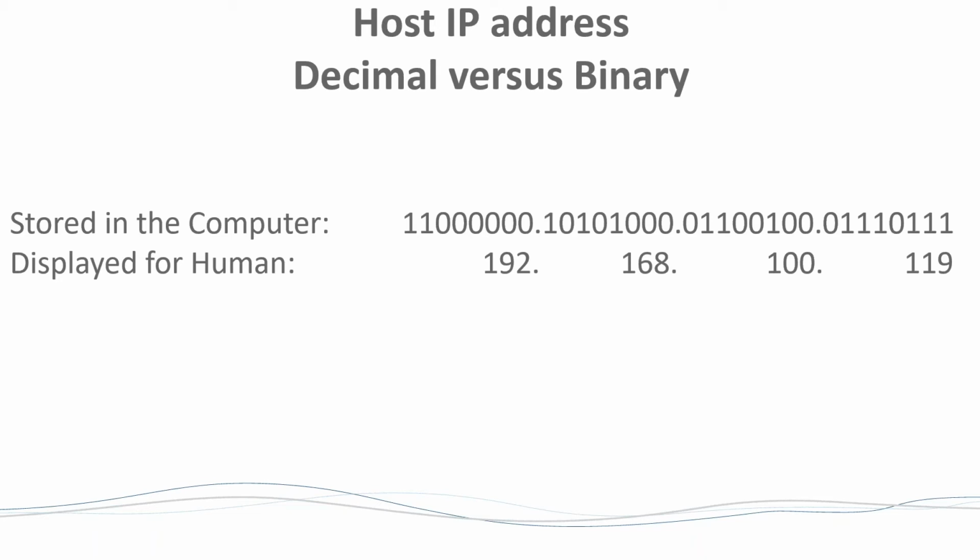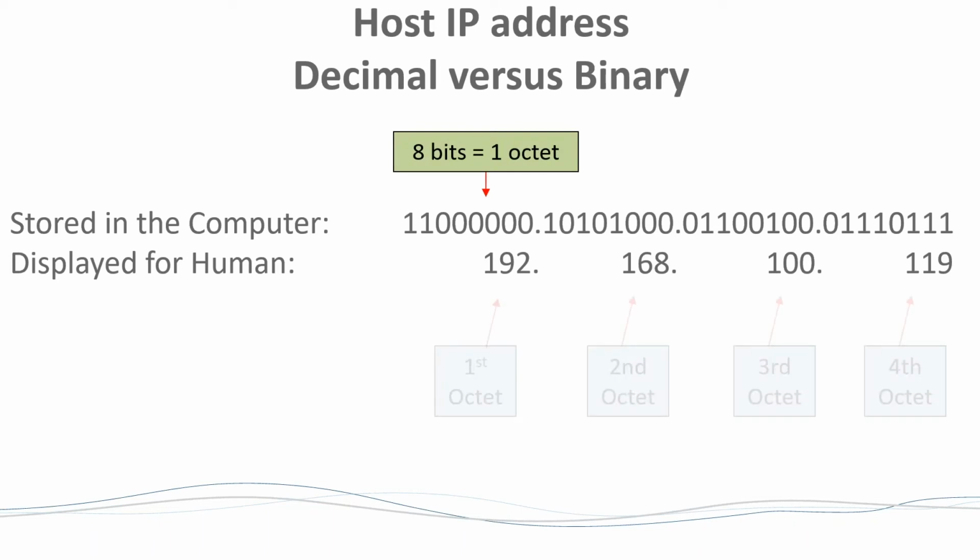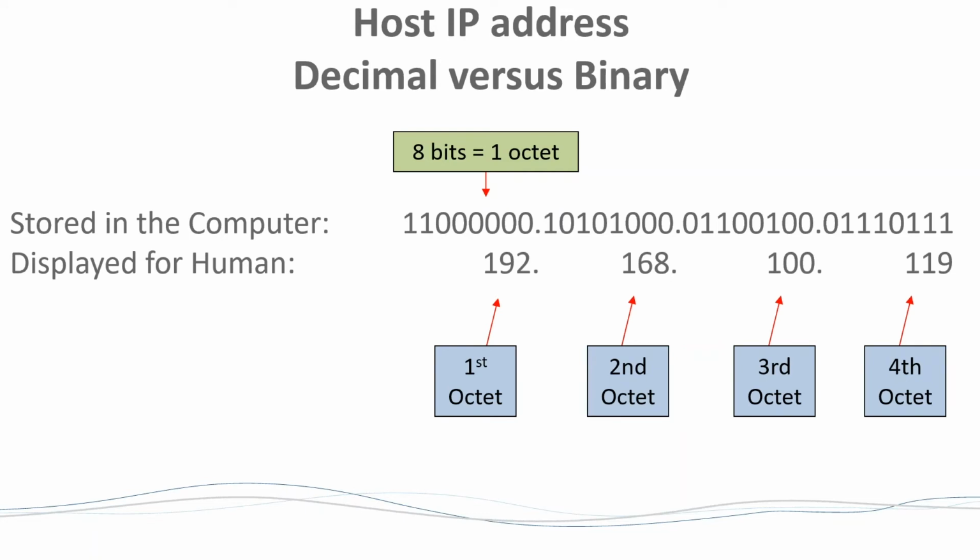So when we see a regular IP address, 192.168.100.111, this is how the computer sees that. There's a series of zeros and ones. In decimal, you have the ones, the tens, and the hundreds columns. In binary, we have the ones, the twos, the fours, the eights, the 16s, the 32, the 64, and the 128s, and they keep going. This is an 8-bit binary number. An 8-bit binary number is called an octet. And IP addresses are made up of 4 octets.